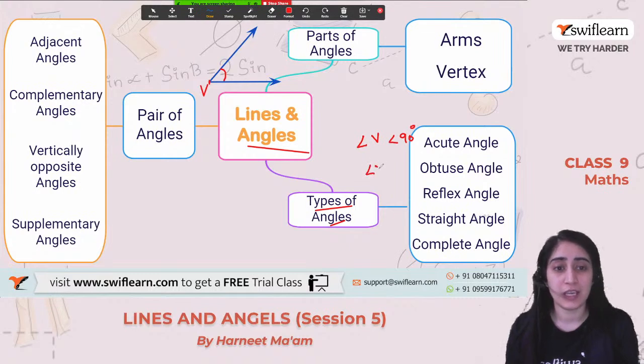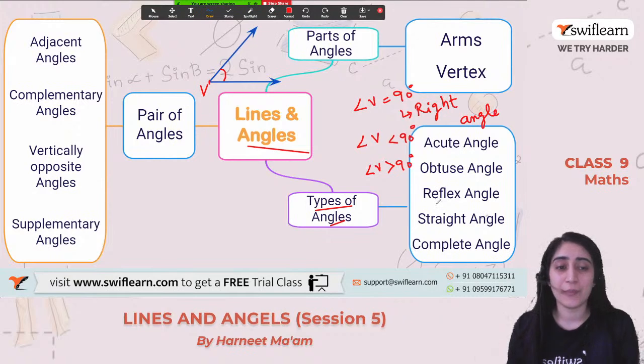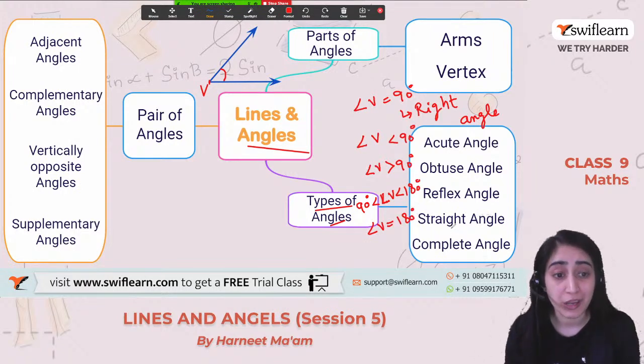When angle V is greater than 90 degrees, then we call it obtuse. What happens when the angle at the vertex is equal to 90 degrees? What do we call it? We call it a right angle, right? Yes. Now coming to reflex. What happens to reflex? When the angle formed at the vertex is bigger than 90 degrees but less than 180 degrees, right? And when the angle is equal to 180 degrees, then we call it a straight line.